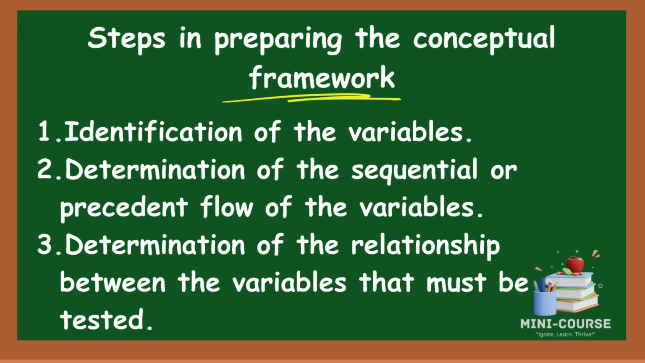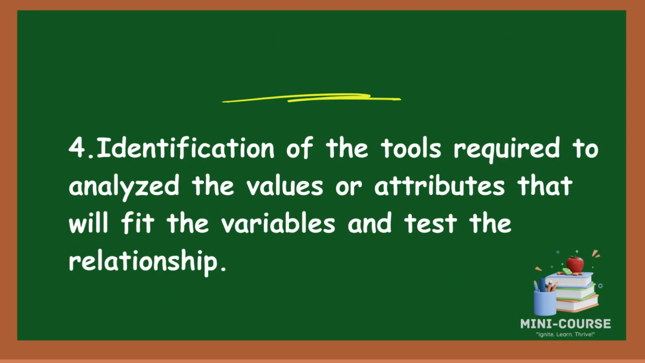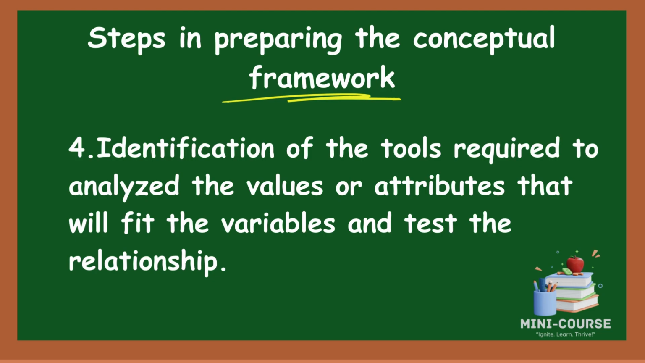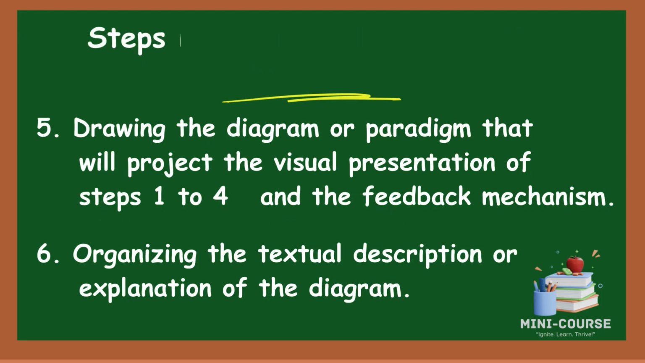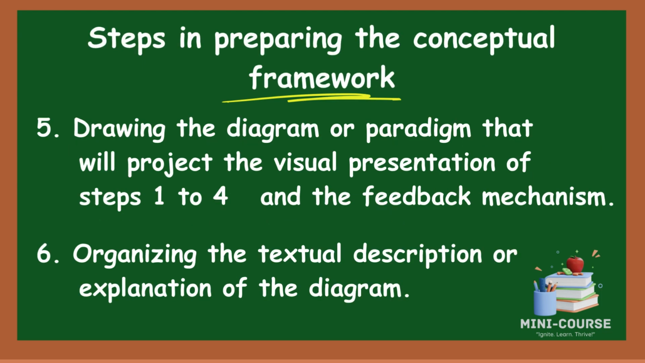1. Identification of the variables. 2. Determination of the sequential or precedent flow of the variables. 3. Determination of the relationship between the variables that must be tested. 4. Identification of the tools required to analyze the values or attributes that will fit the variables and test the relationship. 5. Drawing the diagram or paradigm that will project the visual presentation of steps 1 to 4 and the feedback mechanism. 6. Organizing the textual description or explanation of the diagram.